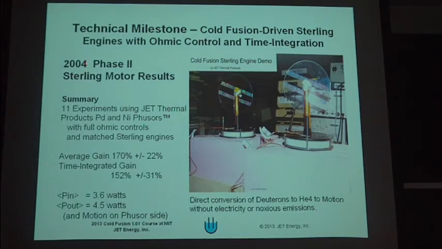What we did, we started in 2004 with using Stirling engines. And in our initial 11 experiments, we got an average gain at the base of 150 to 170% excess energy, and motion only on the one side.